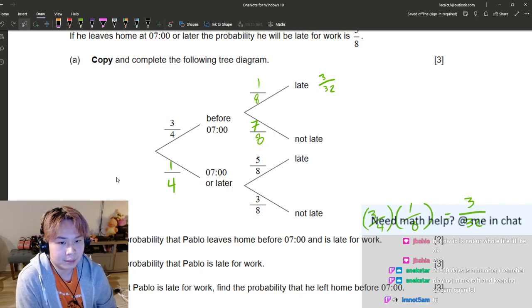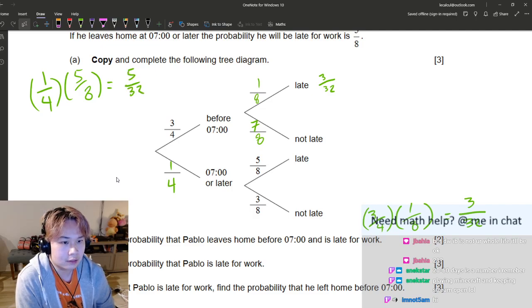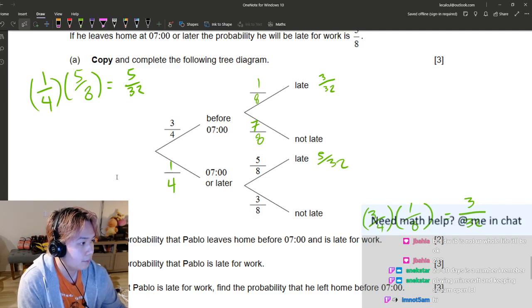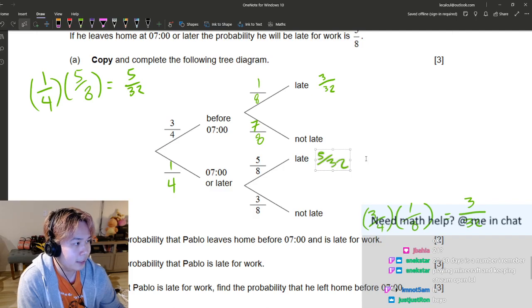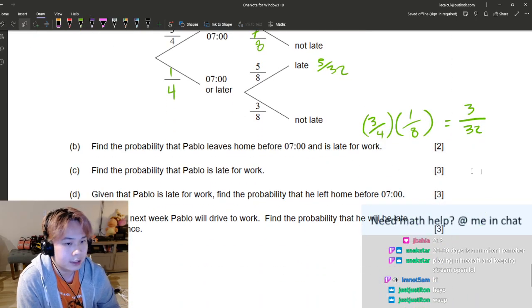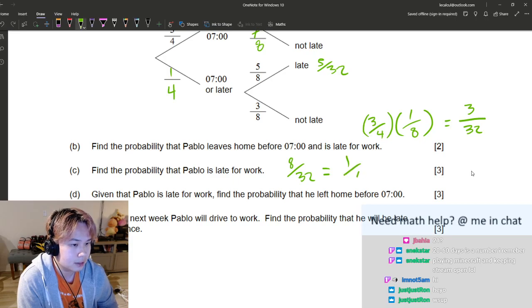Let me do this other multiplication then. So if he leaves after 7 and he's late, this is going to become 5 over 32. So this probability here is 5 over 32. So the probability of him being late is 3 out of 32 and 5 out of 32, which is 8 out of 32. Which I think reduces, right? To 1 out of 4.